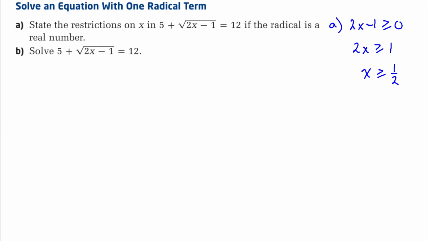Now let's go over to the solve. We've got 5 plus the square root of 2x minus 1 equals 12. Since we've just got one radical, our order of business is to isolate that radical. That way we can square both sides and make the radical go away. To do that, I'm going to take 5 away from each side.